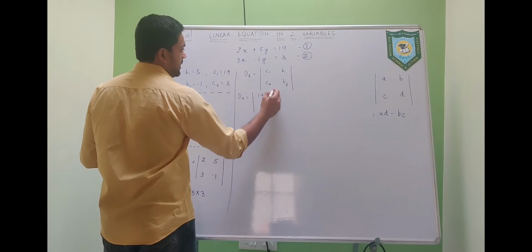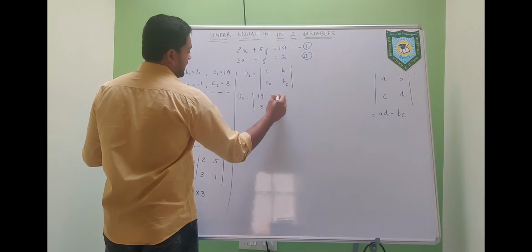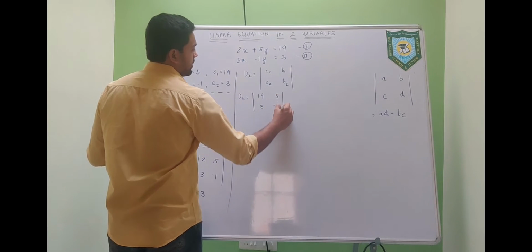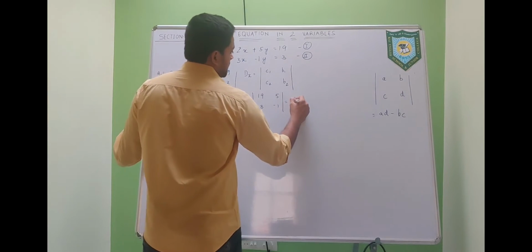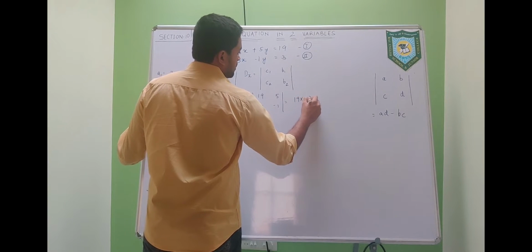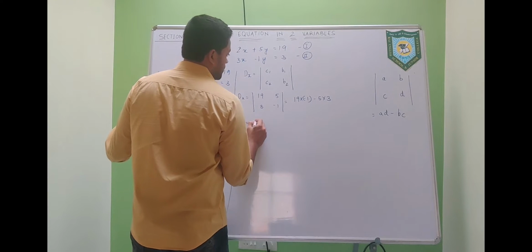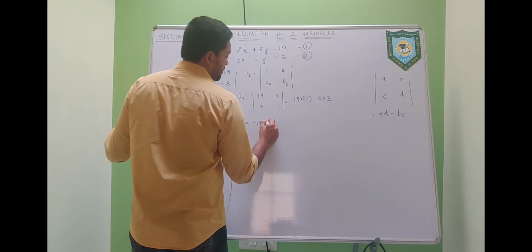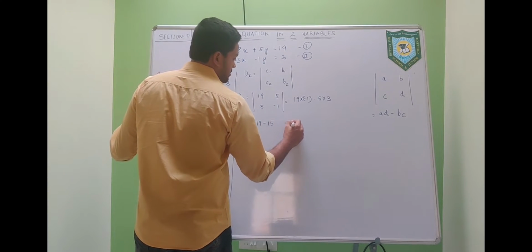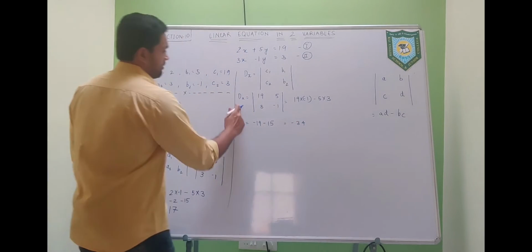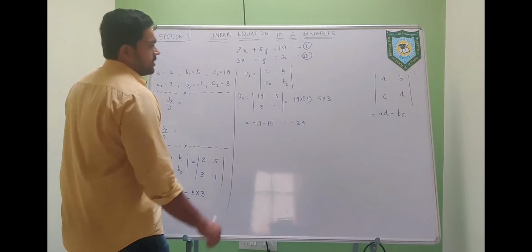So now dx is equal to, just picking the values from the question, I have c1 19, c2 3, the value of b1 is 5, value of b2 is minus 1. This becomes 19 times minus 1 minus 5 into 3, which is equal to minus 19 minus 15, which is equal to minus 34. So my value for dx is minus 34.